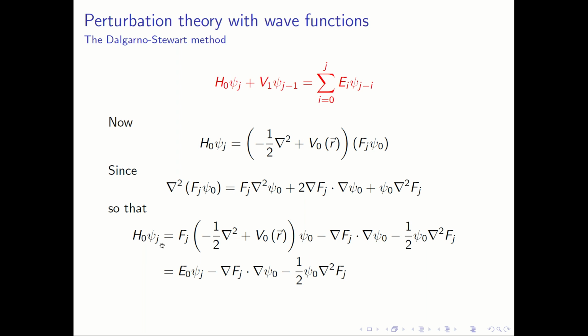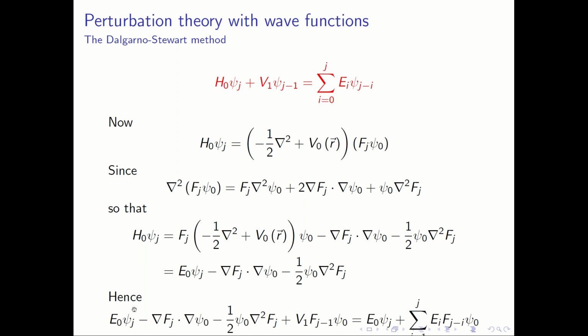So what we do is take this expression for H0 psi j and plug it back into our perturbation equation. So we get E0 psi j. All of these three terms are basically H0 psi j plus V1 f_{j-1} psi 0. That's nothing but V1 psi_{j-1}. And what is that equal to?